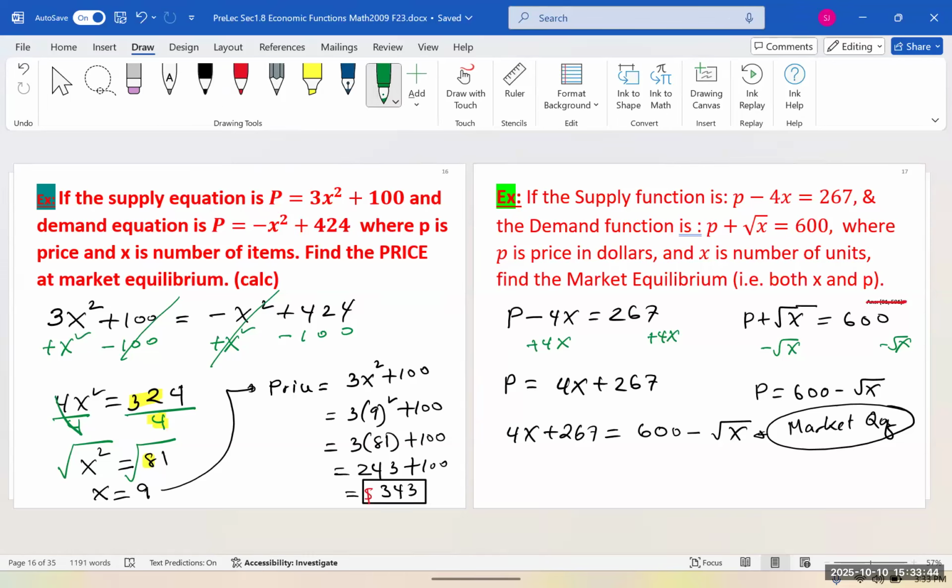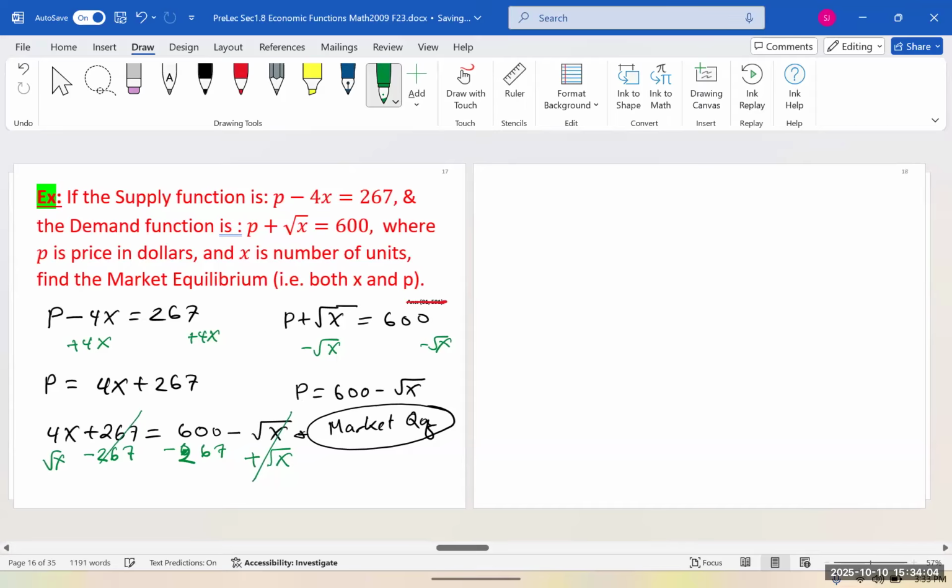Subtract what? 267. Subtract 267. Okay. Anything else you want to do at the same time? Add the square root of x to both sides. So we have 4x plus square root of x. How much is 600 minus 267? 333. Oh, 333 is a good number.